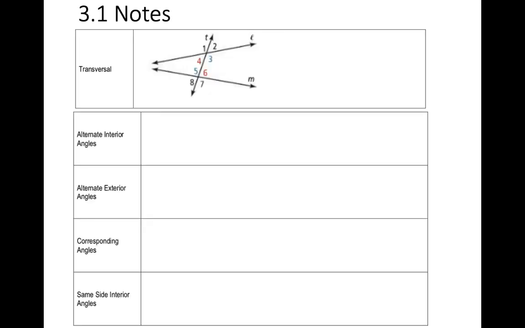So let's talk about on our notes what a transversal is. Okay, a transversal is a line that intersects 2 or more coplanar lines at distinct points. So again, you'll notice I took the word parallel out because that's really not the definition, although that's what we're going to do pretty much exclusively. So it's a line that intersects two or more coplanar lines at distinct points. So line T there is a transversal of line L and line M.